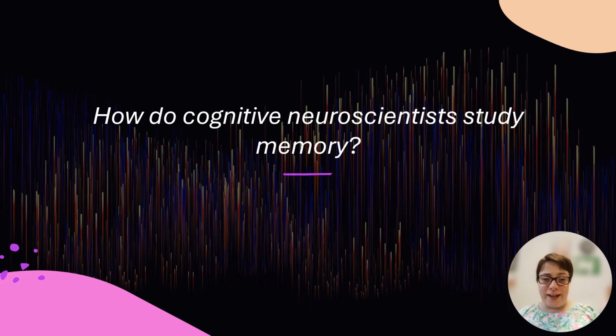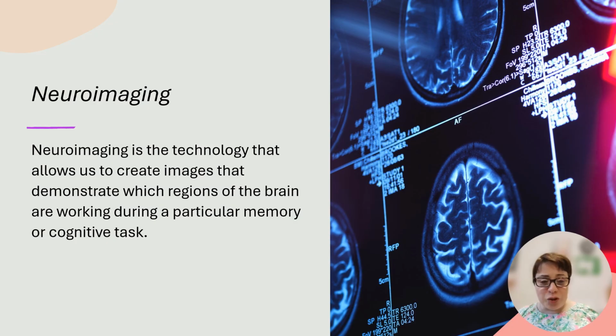Okay, so now that we've conducted a brief tour of the brain and talked about prominent neuroscientists from the past, now we're going to talk a little bit about how cognitive neuroscientists use various kinds of technology to investigate the cognitive neuroscience of memory. So I'm sure you've heard the specific term a lot. But neuroimaging is the technology that allows scientists to create images that demonstrate which regions of the brain are working during a particular memory or cognitive task.